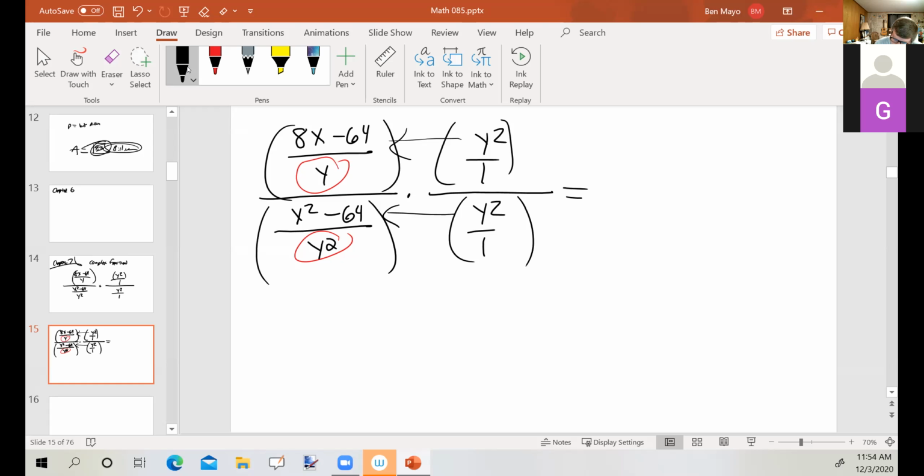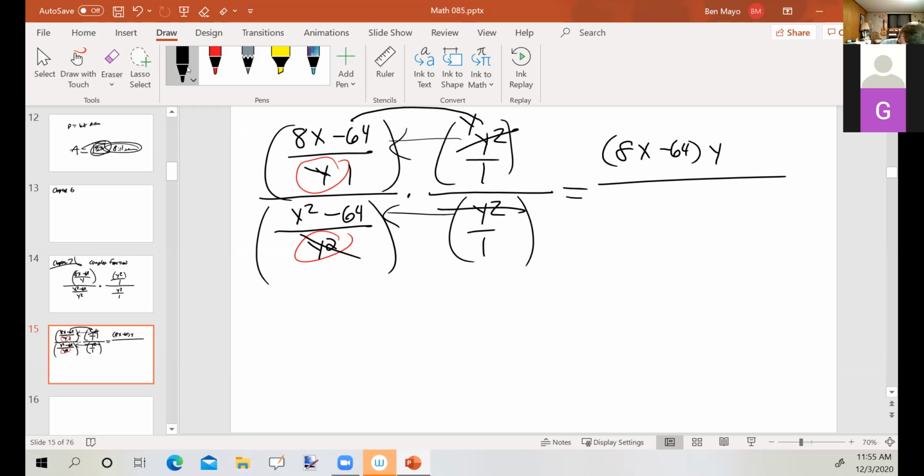Yes. Okay, so now we're going to distribute this times that, and we're going to get a y and a 1. So we're going to have 8x minus 64 times y. And on the bottom, the y squareds will cancel or reduce out, and we'll have x squared minus 64. So far, so good?